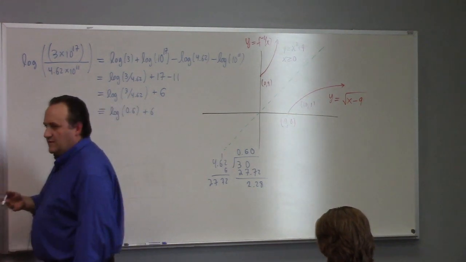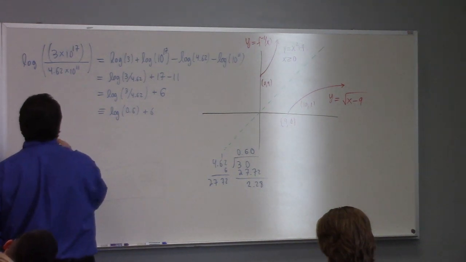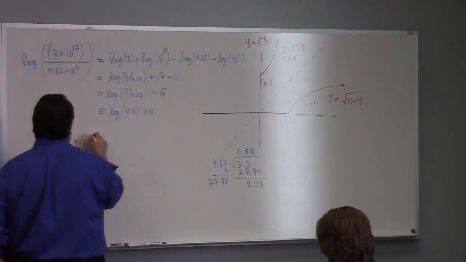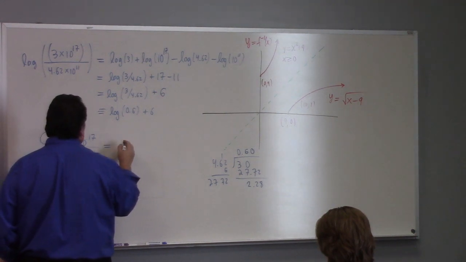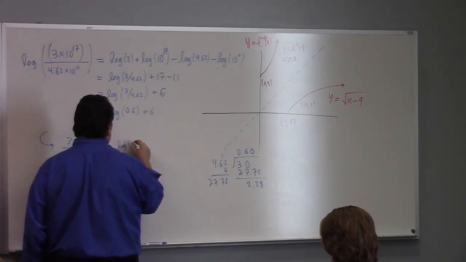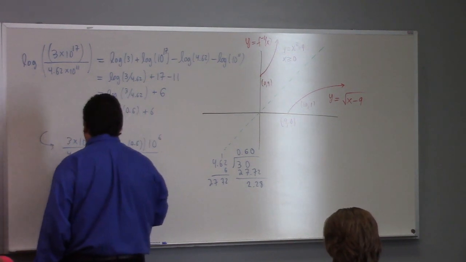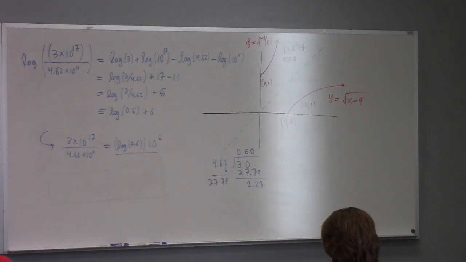And if you could calculate the log of 0.6 approximately, then whatever that number was, you'd say, oh, okay, so this says that 3 times 10 to the 17th over 4.62 times 10 to the 11th is actually equal to whatever this number was, the log of 0.6, times 10 to the 6th, right? Which of course you could also figure out from just direct manipulation of the numbers that were there.